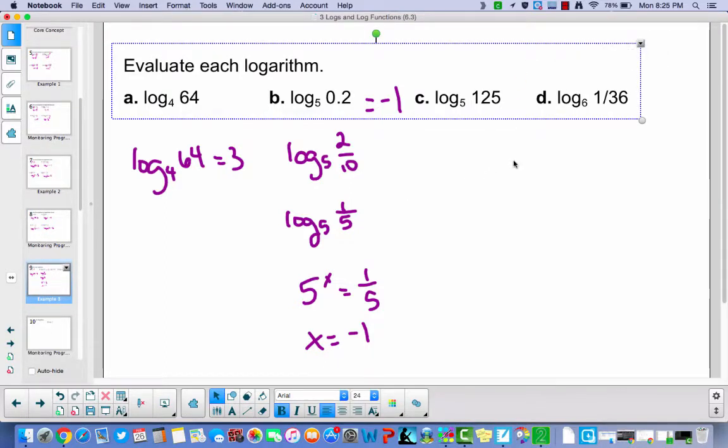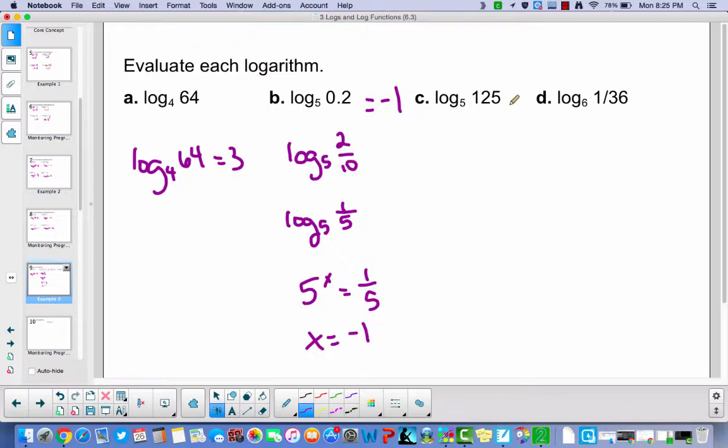Okay, well, let's take a look at this next one. It says log base 5 of 125. We want to know what power, 5 to what power is 125? Again, you can do some guess and check if you don't know for sure, but what you'll find out is 5 to the third power is 125. So log base 5 of 125 is 3.